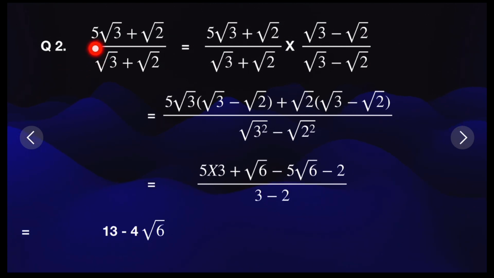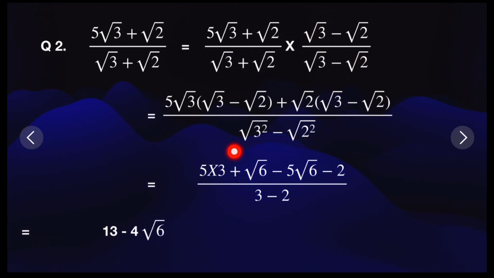Question 2. 5 root 3 plus root 2 upon root 3 plus root 2. Only look at the denominator, don't bother about the numerator. So here this denominator is in the form x plus y. So we will multiply it with x minus y. So here x is root 3, y is root 2. You are multiplying root 3 minus root 2, numerator as well as the denominator.